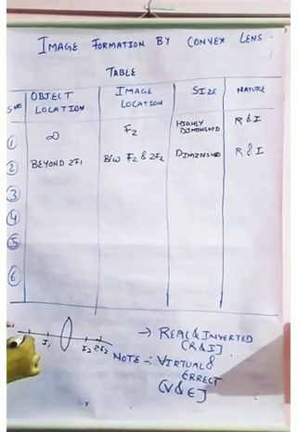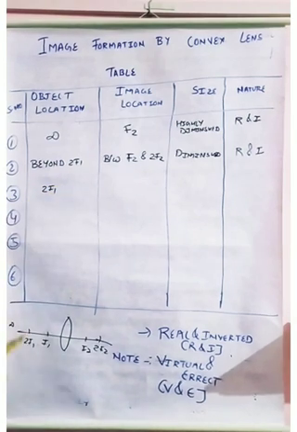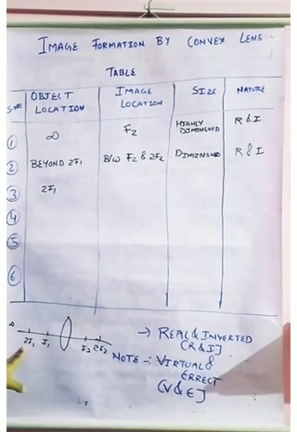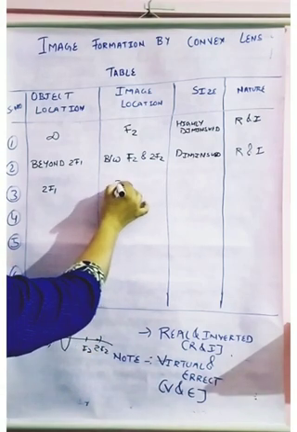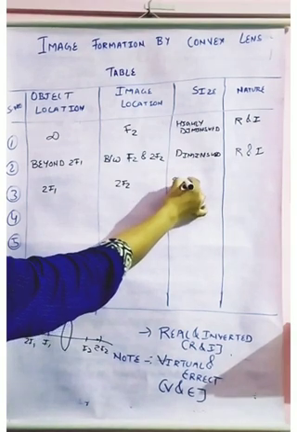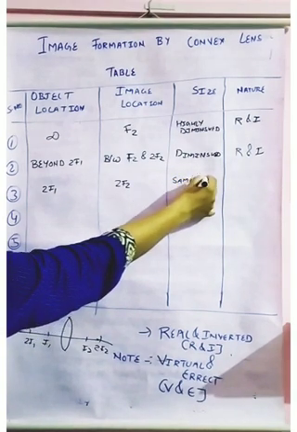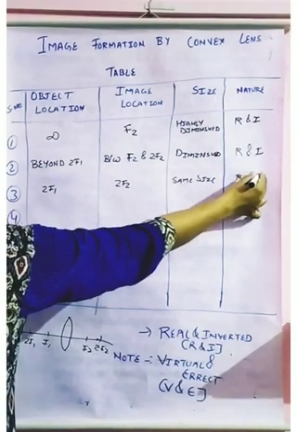Third case, I have reached 2f1, when I have kept my object at 2f1. So you remember, this is the case at C. The image will be formed at C, which means it will be formed at 2f2. Size will be what? It will be of the same size. And the nature will be real and inverted.